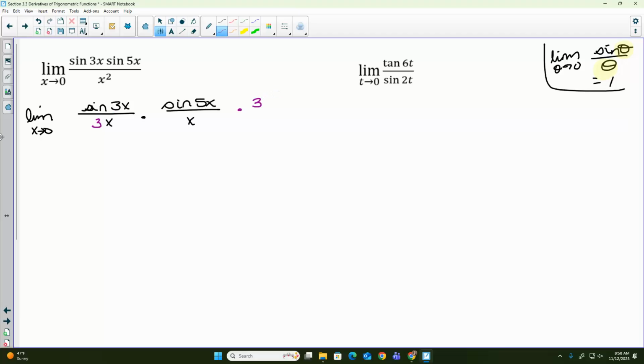So this is mathematically equivalent to what we started with. Sine of 5x over x, so I would have to put a 5 on the bottom, which means I need another 5 on top. So then if x is going to 0, sine of 0 over 0, that's going to 1. Sine of 0 over 0, that's going to 1. Times my 3 times my 5. And I get 15.